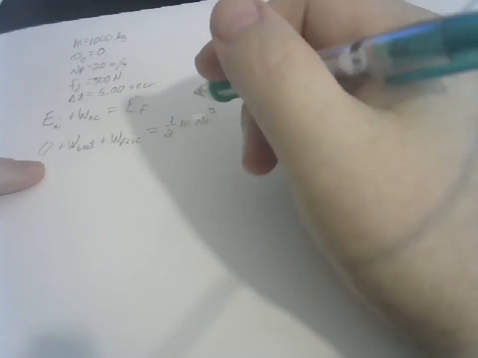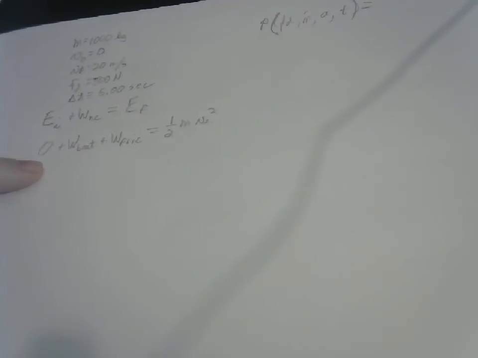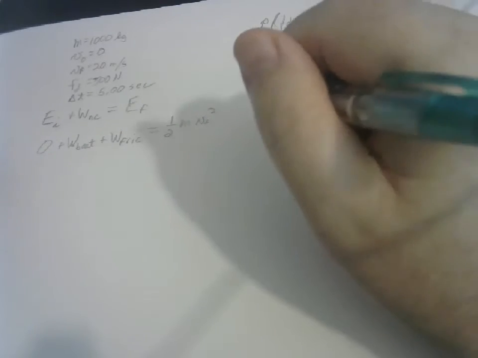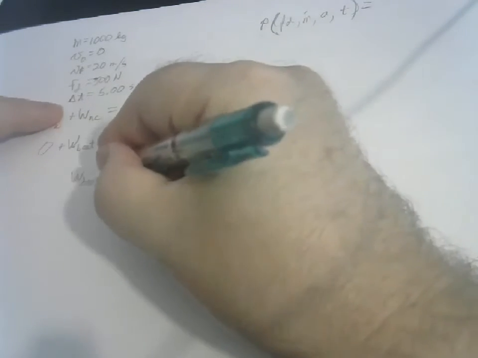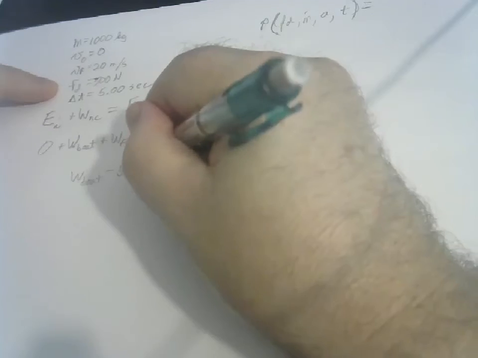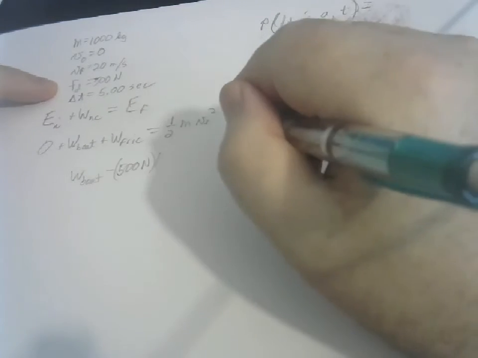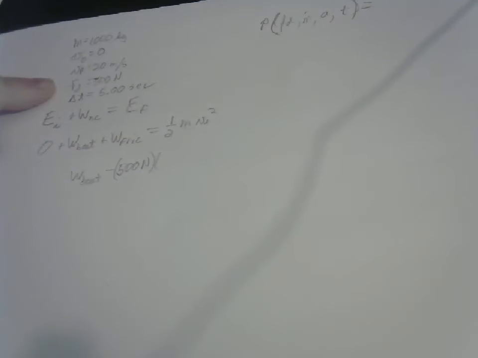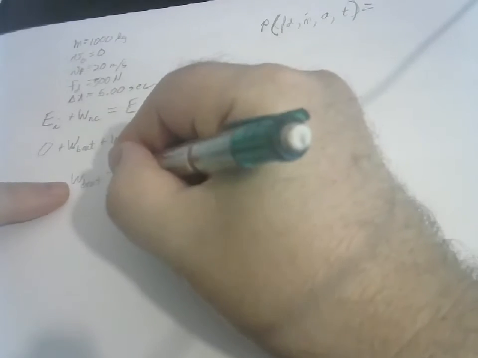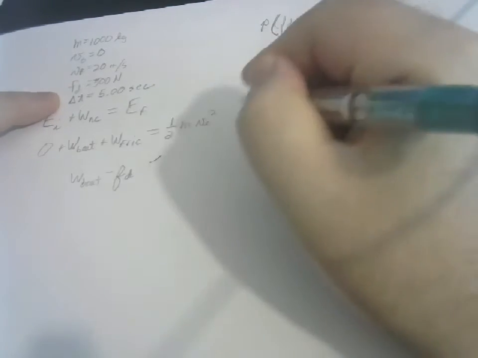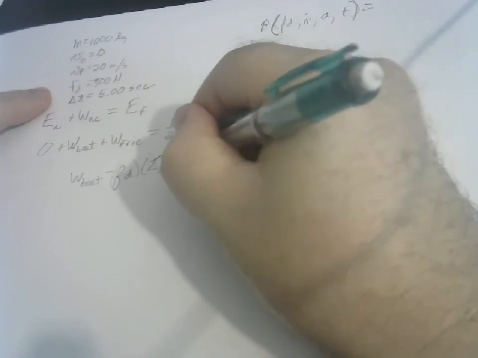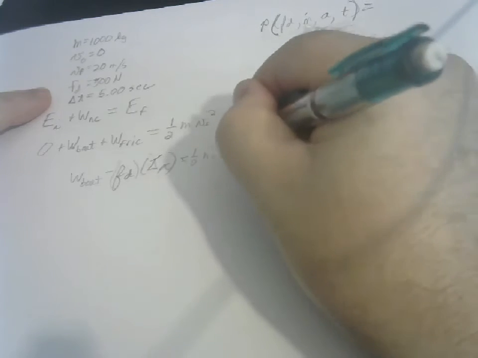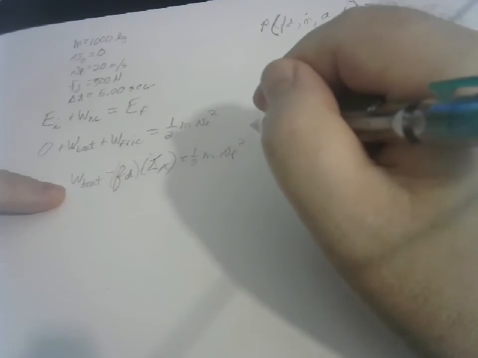The work of the boat is what we want to get to divide by 5 seconds, really. So first let's find the work of the boat. The friction will be minus 500 newtons times the distance. What's the distance? We'll have to calculate that one. Actually, let's go ahead and leave it in letter form. The drag force times the distance equals 1/2 m v final squared.